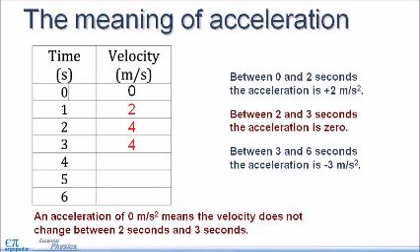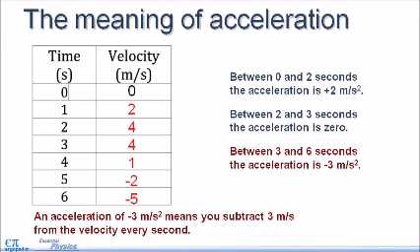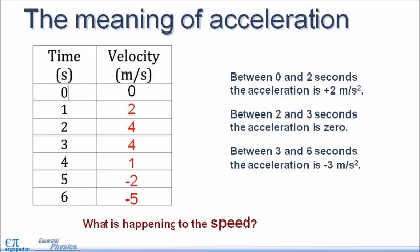Between 2 and 3 seconds, the acceleration is 0. An acceleration of 0 meters per second squared means the velocity does not change between 2 seconds and 3 seconds. Between 3 and 6 seconds, the acceleration is minus 3 meters per second squared. An acceleration of minus 3 meters per second squared means you subtract 3 meters per second from the velocity every second. What is happening to the speed?